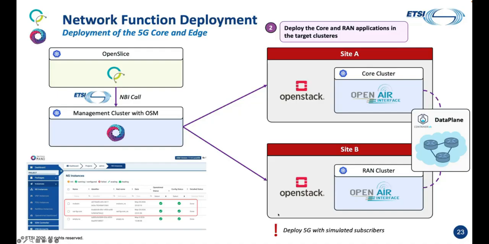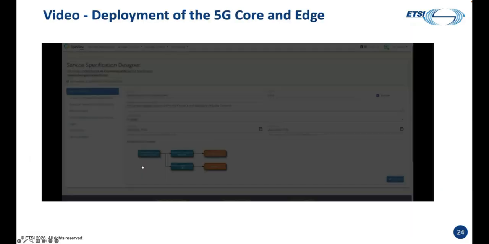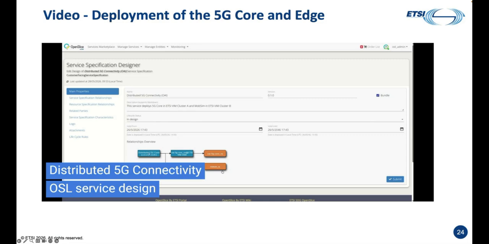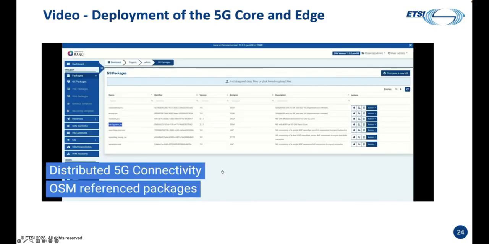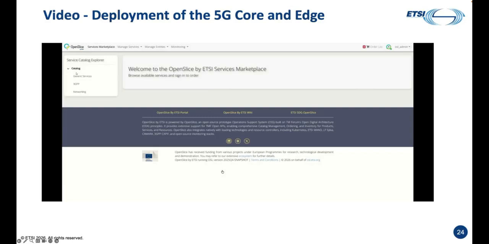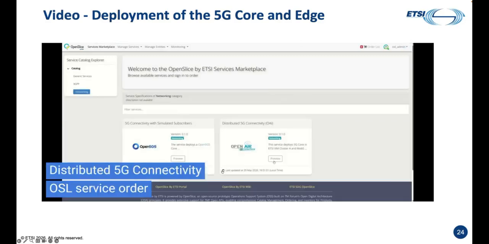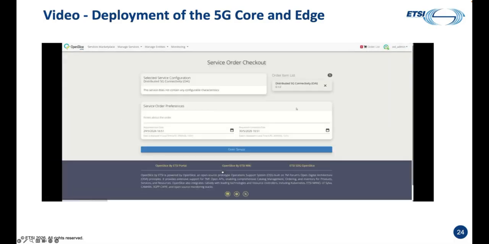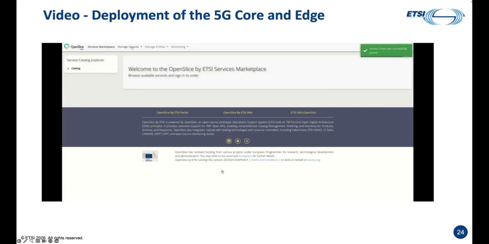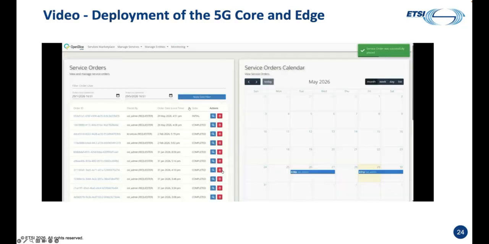It's important to mention here that everything is using simulated subscribers, but this should work in a real scenario. This is how you can use OpenSlice to deploy the application. So in this case, you have here the catalog, the networking. Well, I'm going to just let the video be played.